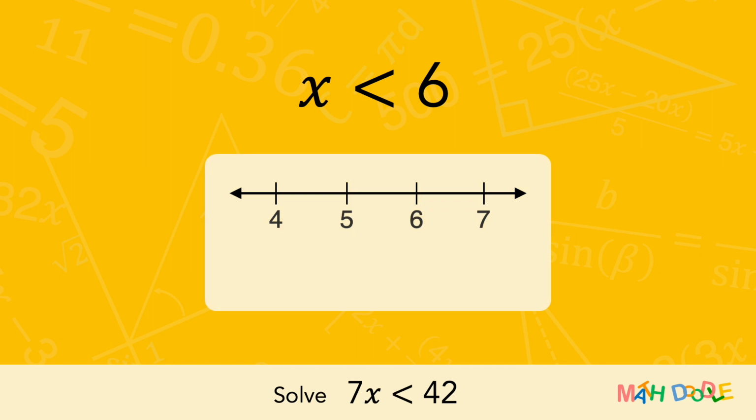To graph this on the number line, let's shade in all the numbers to the left of 6. Then, let's put a parenthesis at 6 to show that the solution does not include 6. Also, this can be written in interval notation. Here, we use the symbol negative infinity, since there is no lower end to the solution.